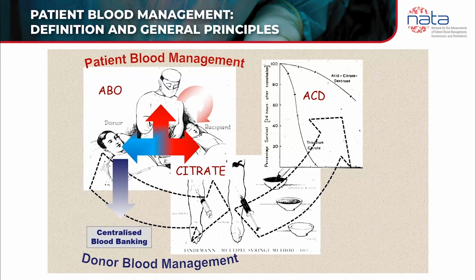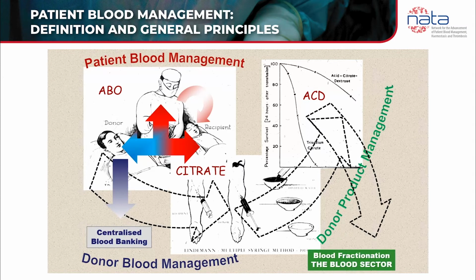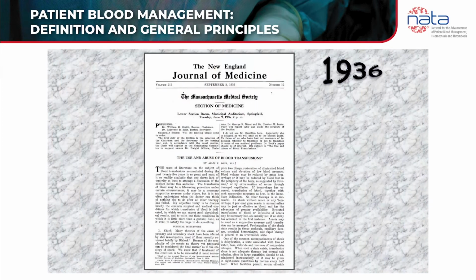Although we could call that patient blood management, unfortunately the default decision for haemopoietic failure progressively became the use of blood transfusion. And then later in the 20th century, we have the development of the fractionation of blood and what we would now call the very large plasma and blood fractionation sector.